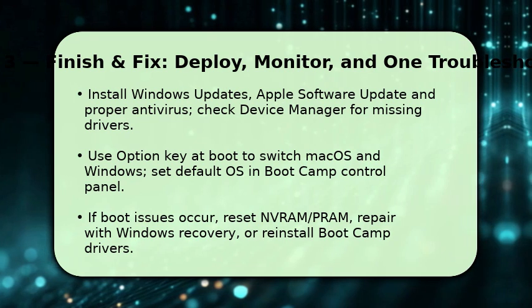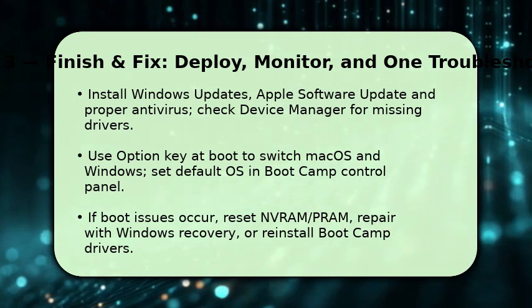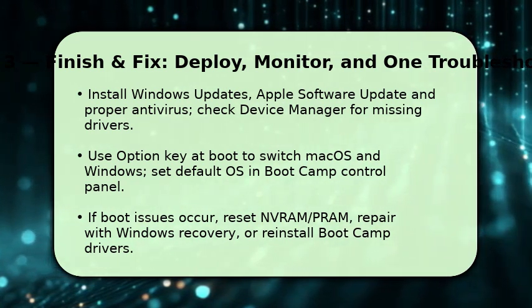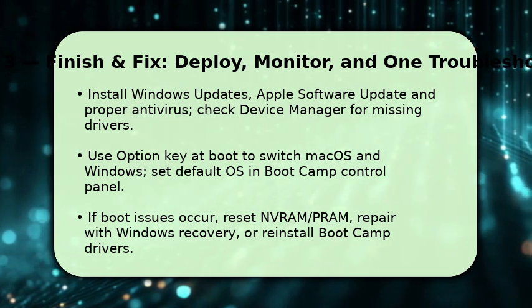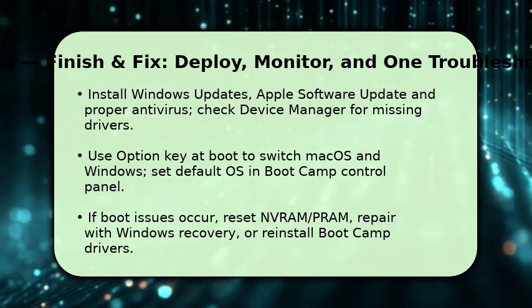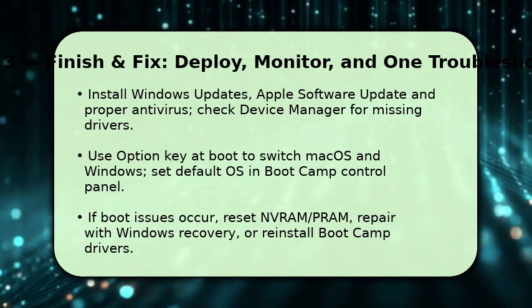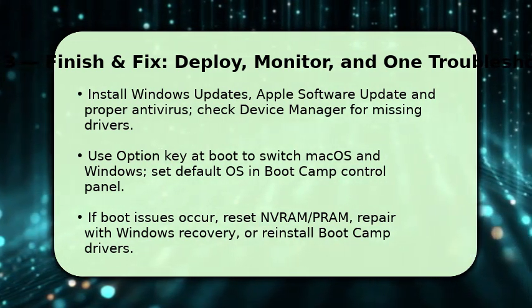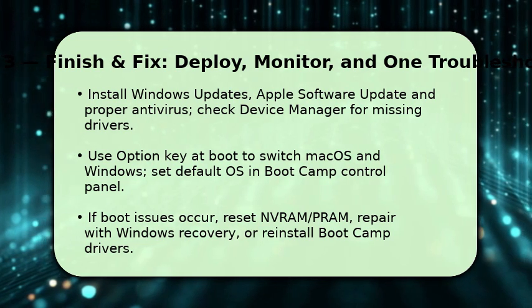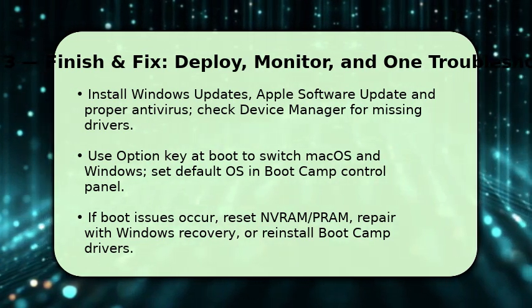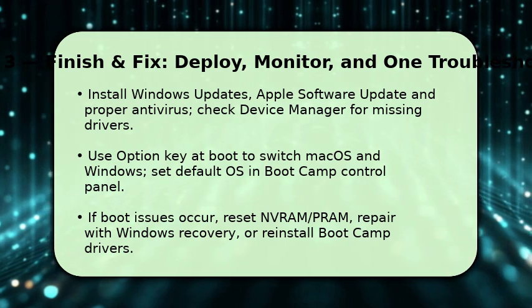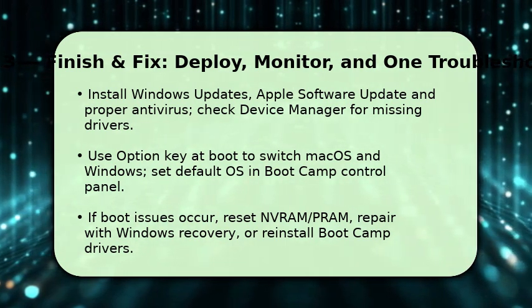Use the Option key at startup to choose Mac OS or Windows and set your default OS inside the Boot Camp control panel. If Windows fails to boot or devices show errors, first reset NVRAM or PRAM, then boot Windows Recovery to repair startup files. If problems persist, reinstall Boot Camp drivers from the support download. This typically resolves device and driver conflicts.